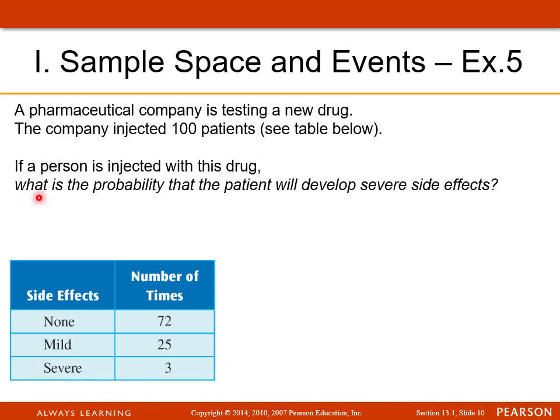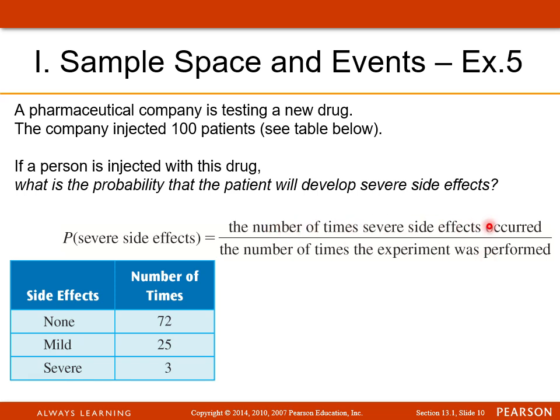So it says, if a person is injected with this drug, what is the probability that the patient will develop severe side effects? Well, of course, we tested 100 people. So only 3 of them had severe side effects. So we're going to take the number of times the severe side effects occurred over the number of times the experiment was performed. So that gives us 3 out of 100. Which if we change it to a decimal, we get 0.03. That is definitely between 0 and 1. So that works. That would be our probability of getting severe side effects.